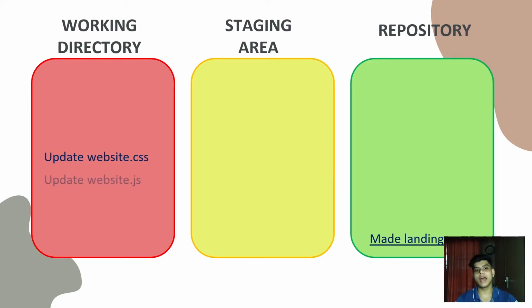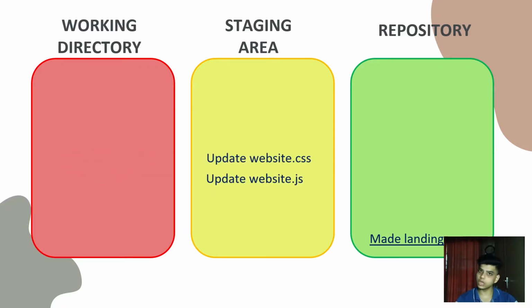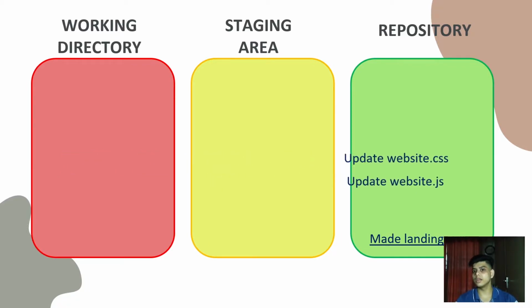Let's say I want to update the CSS and JavaScript of this file. With the landing page, I wanted to update it a bit. So after 2-3 days, I thought, let's update this landing page. So I updated it in my working directory. Then we need to add that to the staging area, and then we will add it to the repository.